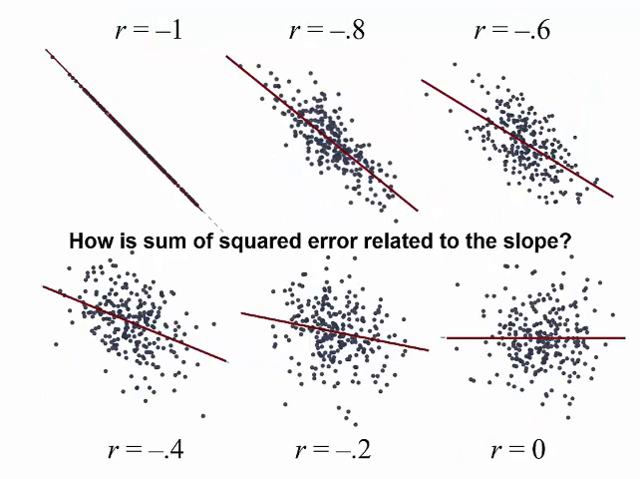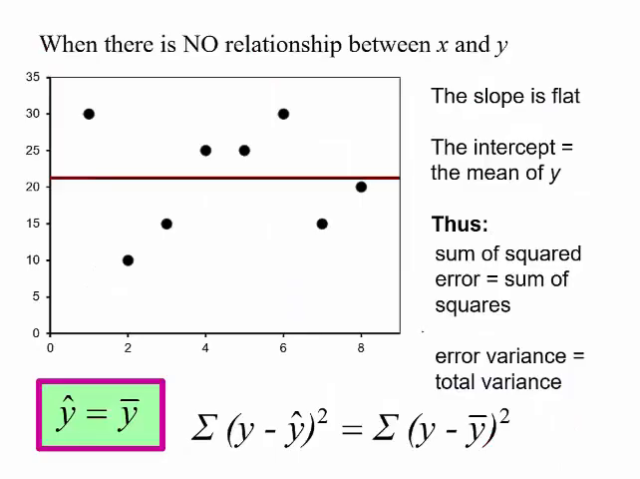Here's another slide. This is showing you the exact same thing, except rather than a positive correlation, it's a negative correlation, going from a correlation of 0 to a correlation of -1. Exact same thing. With a perfect correlation, you have no error. With a zero correlation, you have the most error you can possibly have. Now let's look at exactly how much error you have if there's a zero correlation.